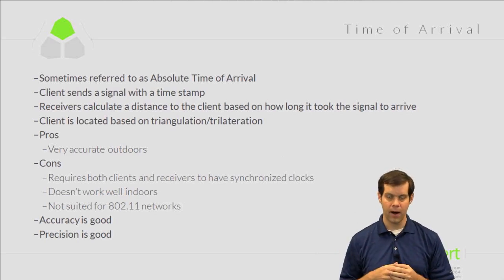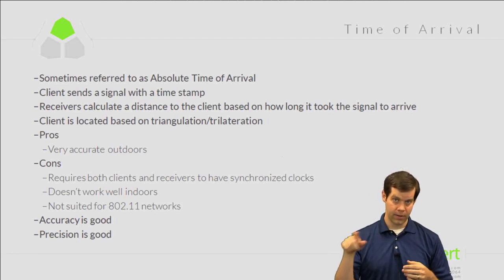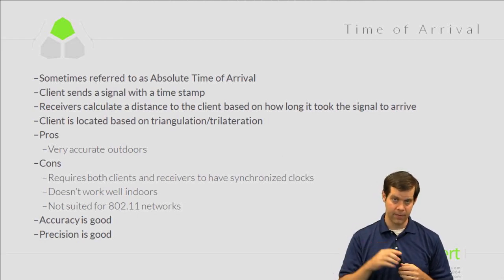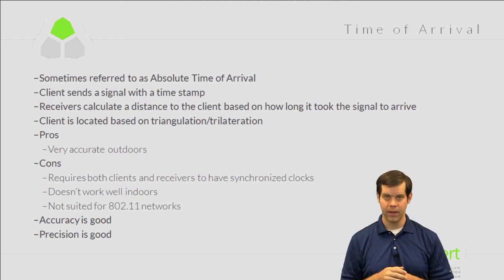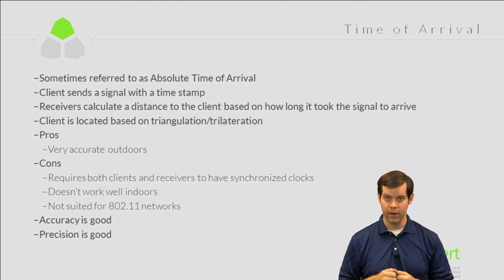And then they assume RF moves at the speed of light, so they can calculate distance based off of how long it took the packet to get from A to B. Then they can do their triangulation or trilateration, so they draw the circle based off of the radius, and wherever those intersect from the 3 or more different APs, that's where the client's at. So there's another method that's very accurate outdoors.